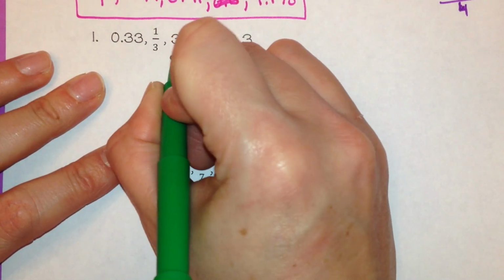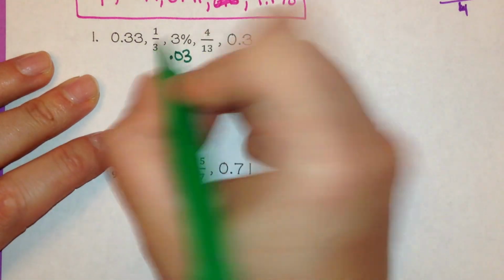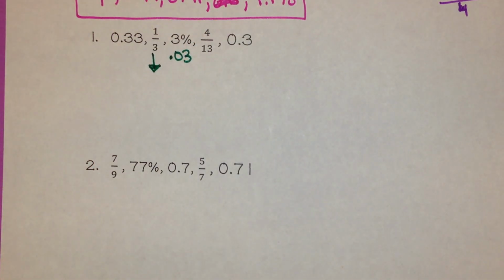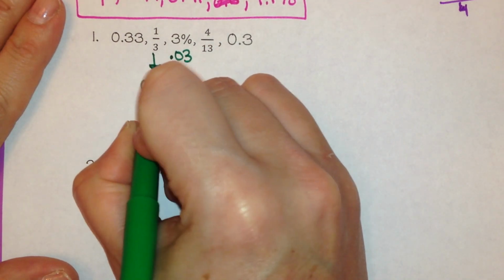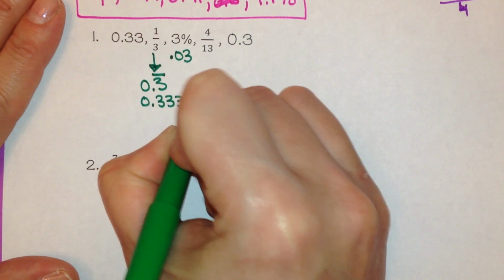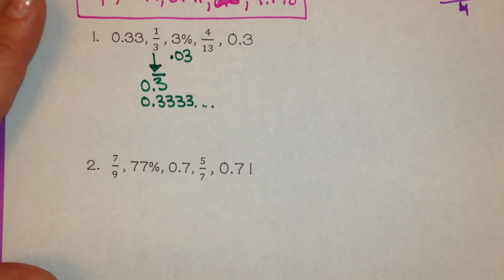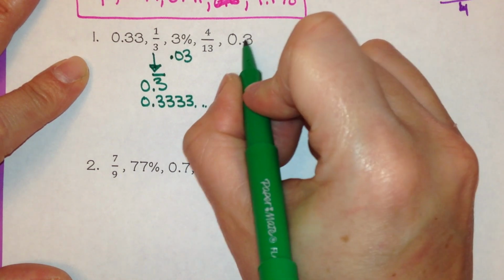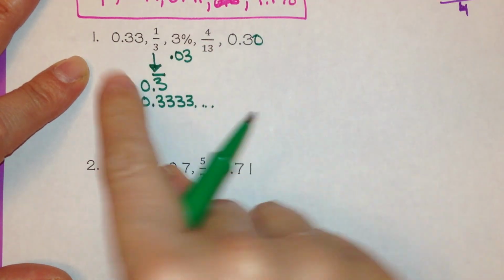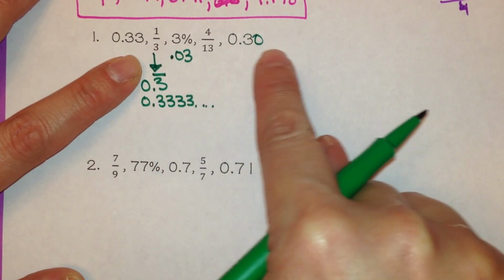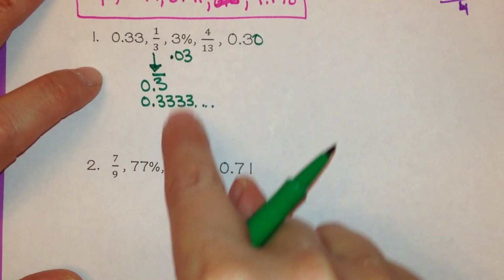All right, 3%, 0.03, 1/3. Okay, you can either do long division, or 1/3 is 0.3 repeating, the same thing as 0.333 going on forever. Okay. 0.3 is the same thing as 0.30. I like to, if we have a lot of numbers in the 100th spot, so 2 decimal places out, I like to just add zeros on so it's easier to compare.